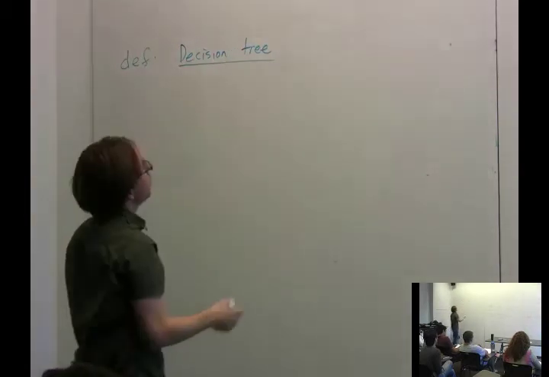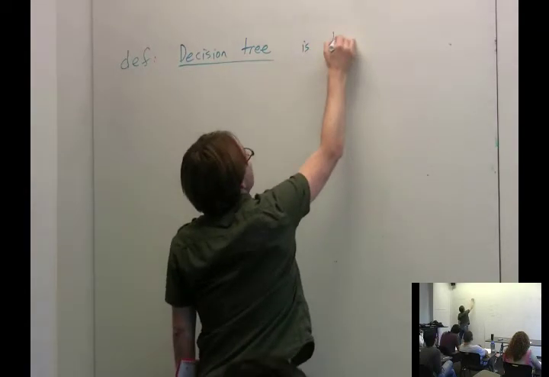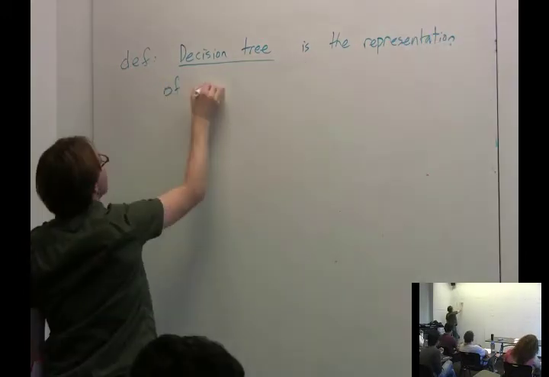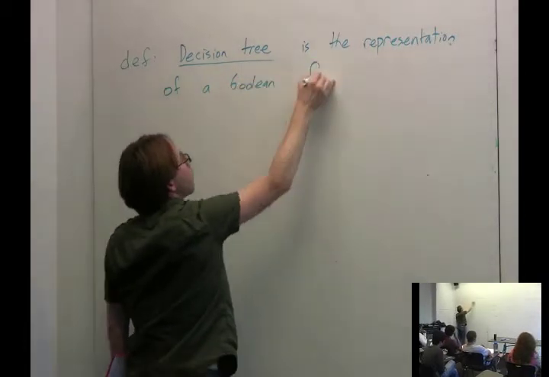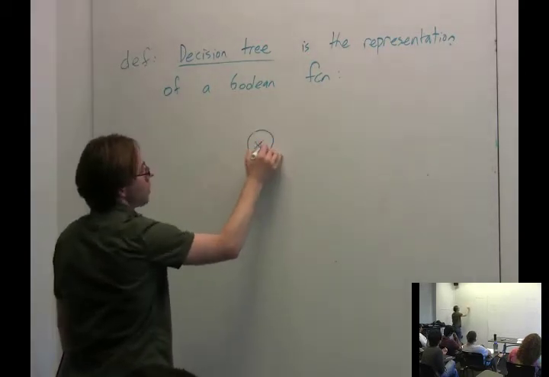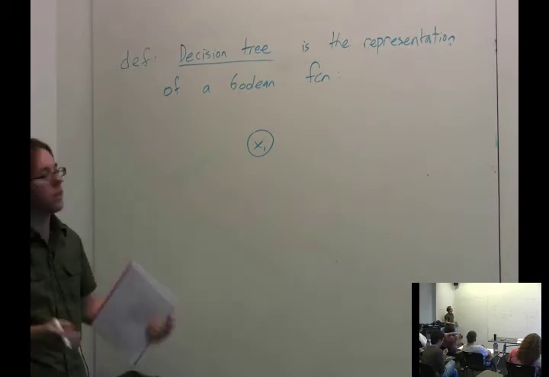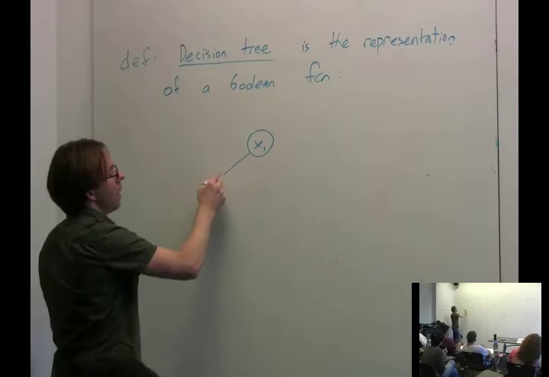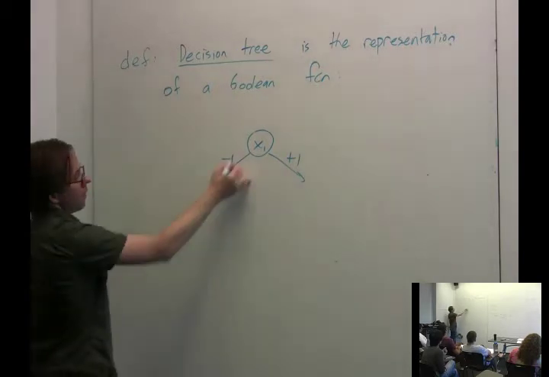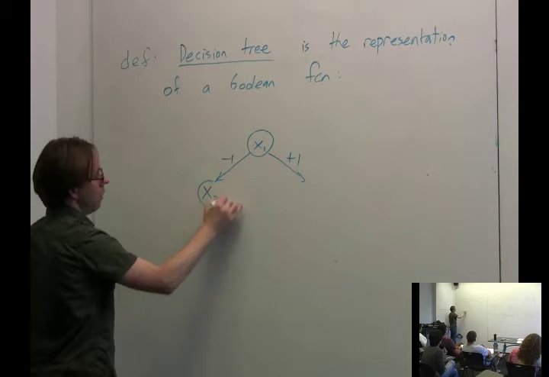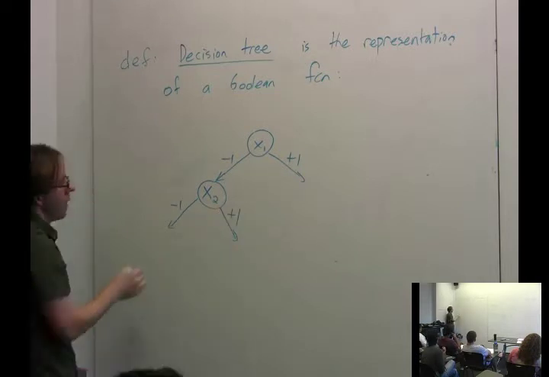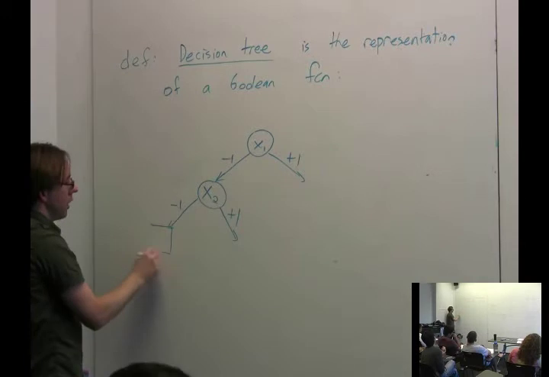is some kind of object, which I'll draw. It's the representation of a Boolean function. And it looks something like this. So you imagine that first it queries some coordinate of the n input coordinates, say x1. And then there are two possible outcomes. x1 could either be -1 or it could be +1. So maybe in this case, if x1 is -1, the decision tree might decide to query x2. And then this could be -1 or it could be +1. And maybe in this case, if they're both -1, then the tree is done.